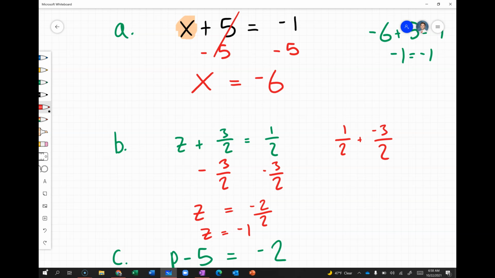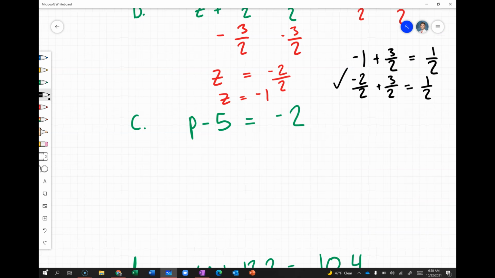Again, we could check our answer here. Negative 1 plus 3 halves. Does that equal 1 half? Well, we could rewrite negative 1 as, again, negative 2 halves. Negative 2 halves plus 3 halves equals 1 half. So we're good.